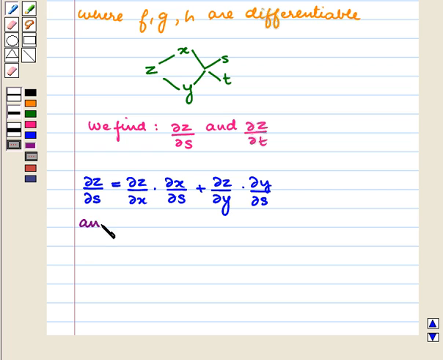and del z by del t is equal to del z by del x into del x by del t plus del z by del y into del y by del t.